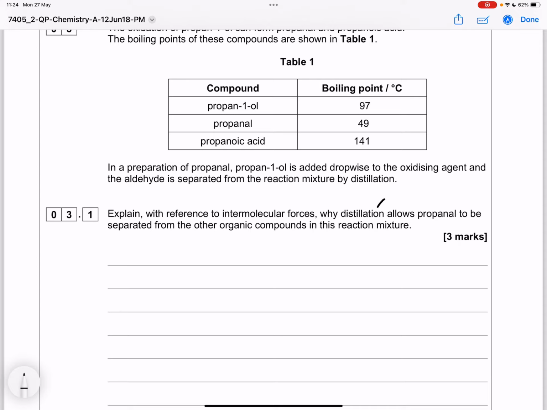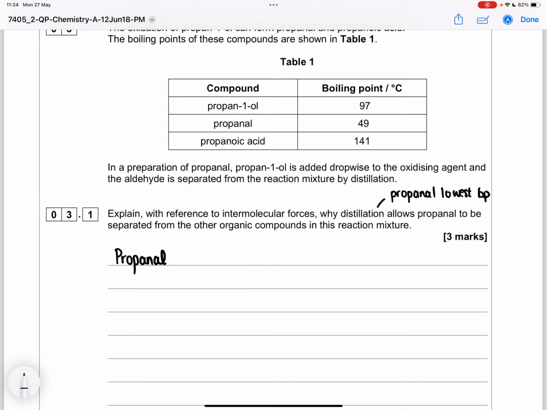So it must be that for distillation to work, propanal has the lowest boiling point because it can come off first. So we need to say why, in terms of intermolecular forces, propanal has the lowest boiling point. And remember we're oxidizing propan-1-ol to get to this. So we would say propanal.